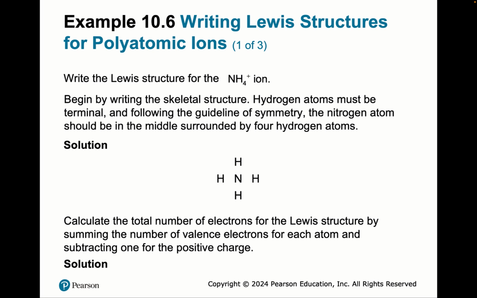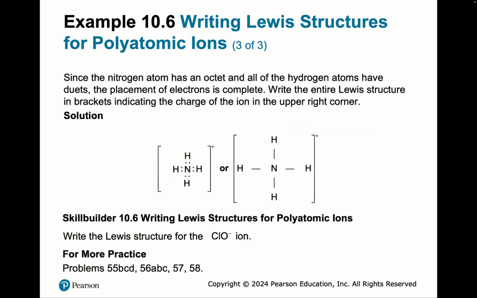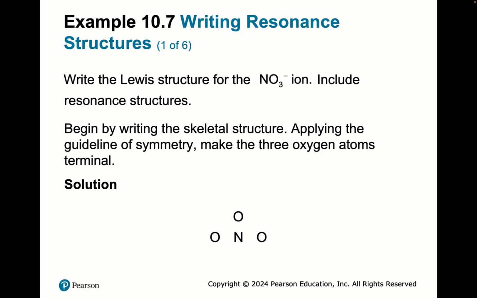So let's write the Lewis structure for a polyatomic ion like ammonium. So we're going to do the same thing with skeletal structure. Now we sum up electrons, but now what we do is we subtract 1 for the +1 charge. So you would think we have 9 electrons to work with, but we only have 8 because of that. So we're going to put single bonds there to each of the hydrogens. And notice that we placed all 8 electrons. Nitrogen has an octet. Hydrogen has a duet. So we're done, except we have to put a bracket around it and put a positive charge on it.